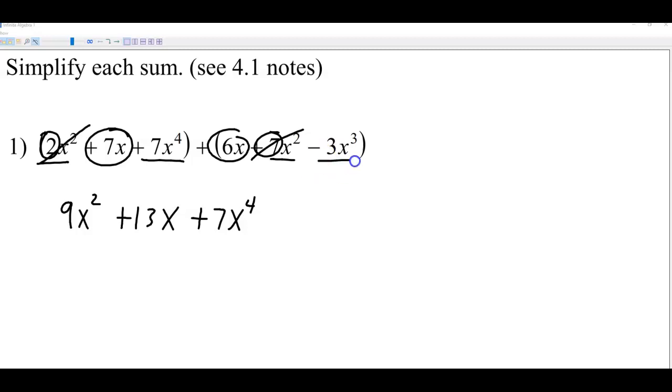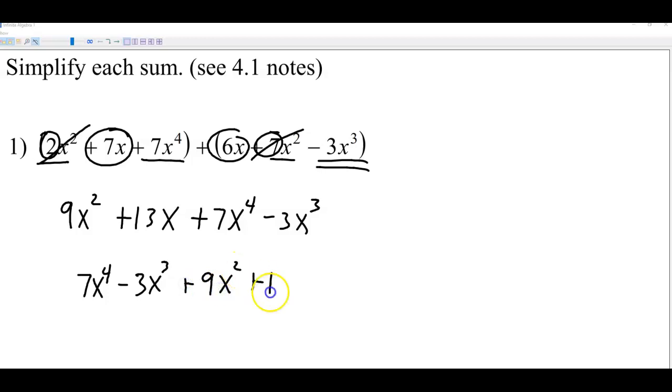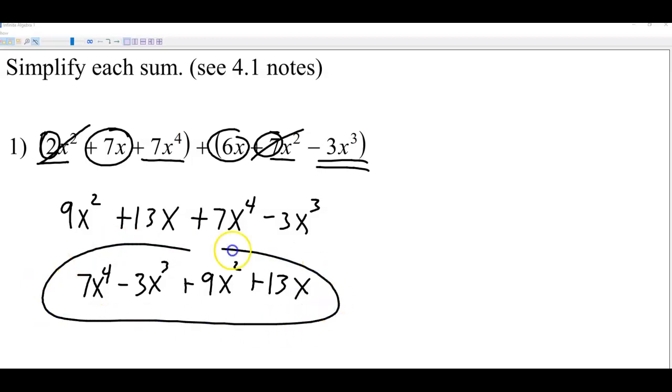And then on this other side, we also have a negative 3x cubed, which also has no like term, so it stays the same. Typically, when you write your final answers, you start by putting the term with the biggest exponent in the front. Follow that down, so then we go to the third power, then the second power, and then that's it. So, there's our final answer there. That's adding polynomials.